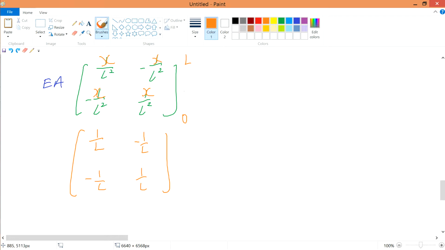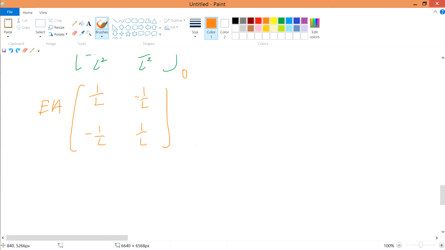And then EA over L. I'm sorry, EA over here. This word kind of looks like "death" in Chinese. But anyway, 1 over L. I factorize out the L, so I have EA over L, and therefore I have this thing over here. So therefore you have derived your stiffness matrix like this.